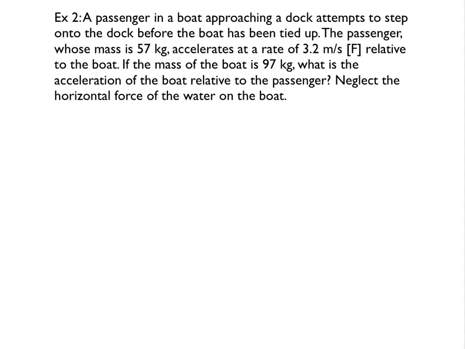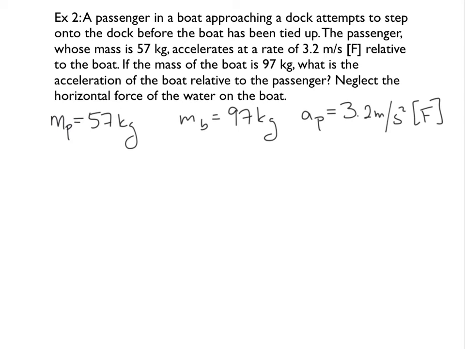Okay, let's do another example. A passenger in a boat approaching a dock attempts to step onto the dock before the boat has been tied up. The passenger, whose mass is 57 kilograms, accelerates at a rate of 3.2 meters per second squared forward relative to the boat. If the mass of the boat is 97 kilograms, what is the acceleration of the boat relative to the passenger? Neglect the horizontal force of the water on the boat. So let's write down our givens. So P is your passenger, B is your boat.